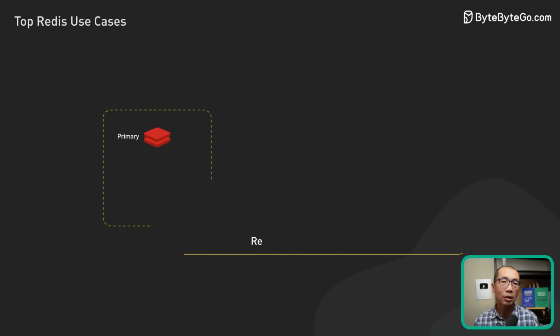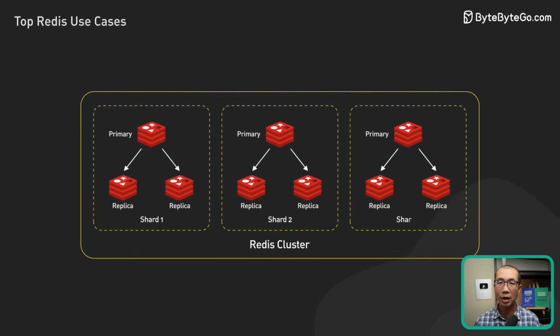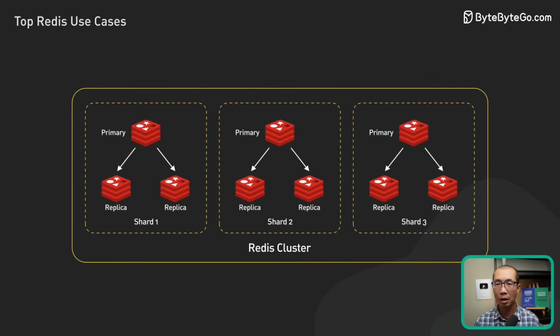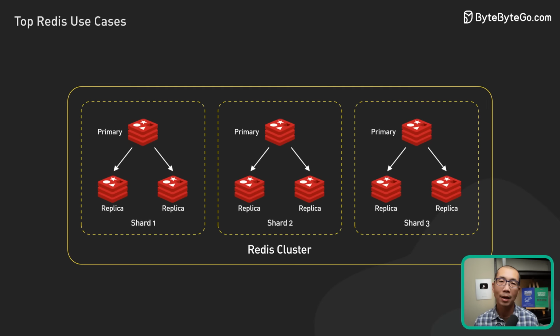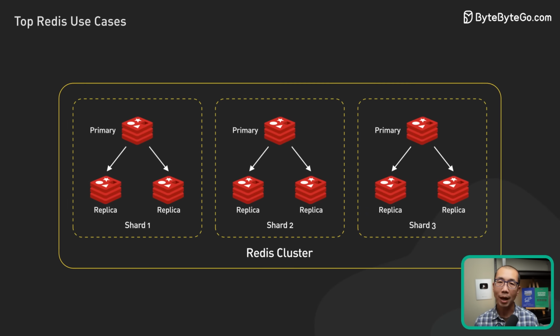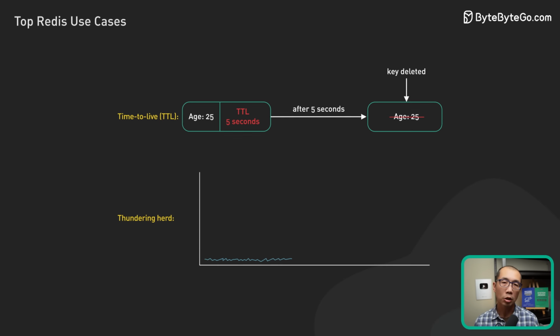At scale, the cache is distributed among a cluster of Redis servers. Sharding is a common technique to distribute the caching load evenly across the cluster. Other topics to consider when deploying Redis as a distributed cache include setting a correct TTL and handling thundering herd on cold start.